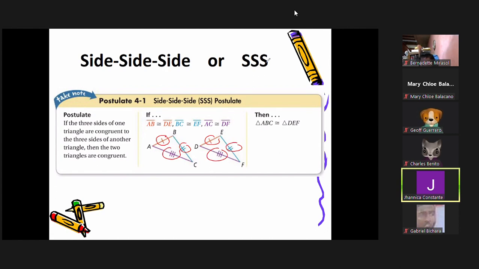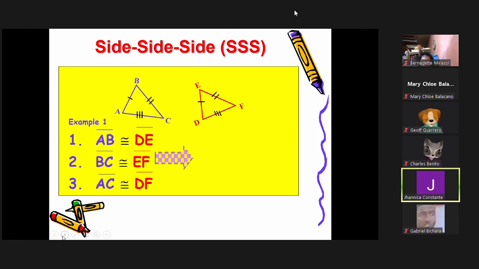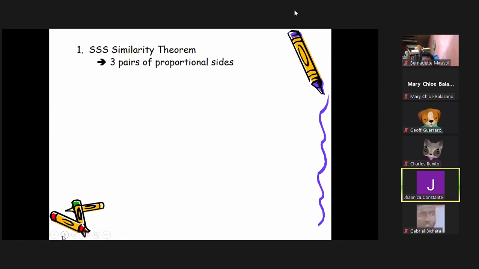But if there's no sign, just like what we have here, we have to solve or calculate the proportion of the sides of the triangles that we have. The commonly used triangles when we are identifying if they are similar or congruent are the right triangle or the scalene triangle. For example, we have this one. So, the SSS similarity theorem: according to it, 3 pairs of proportional sides.